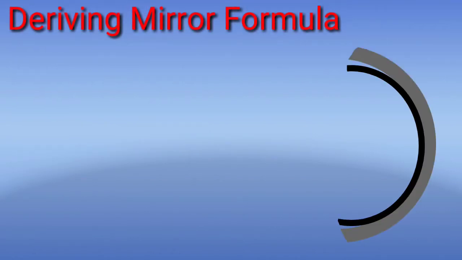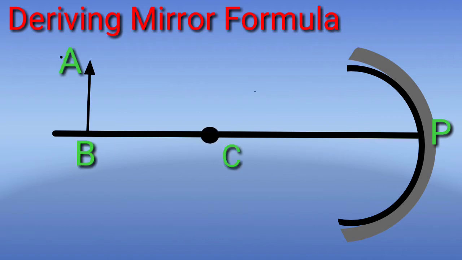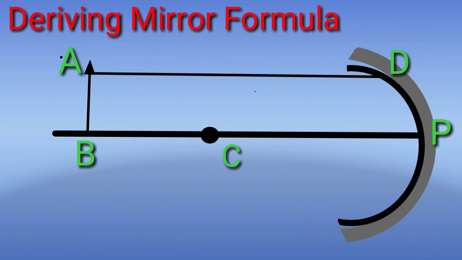Here you are observing a concave mirror and its principal axis. Here P is the pole for the mirror. Consider object AB is placed behind the center of curvature. C is the center of curvature, and a ray AD travelling parallel to the principal axis is incident at point D on the mirror, and it is reflected along the DF path.